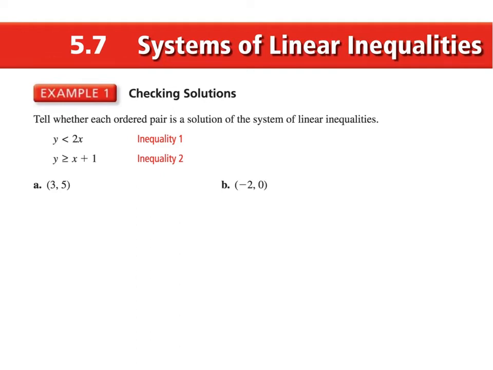All right, 5.7, systems of linear inequalities. Okay, now we're working with more than one inequality. All right, example 1, pretty easy stuff. We have to determine if the ordered pair is a solution. So I have to see if this point works for both inequalities.